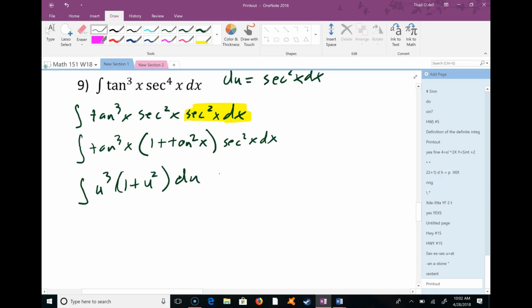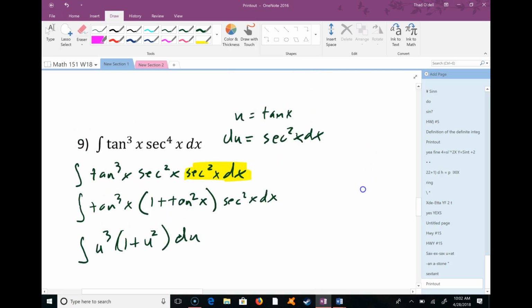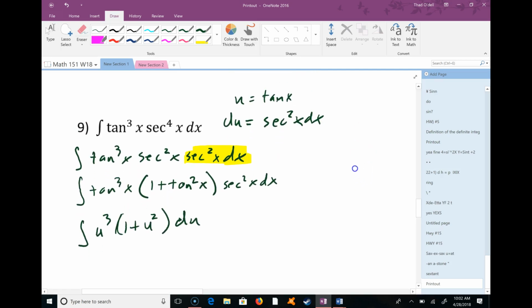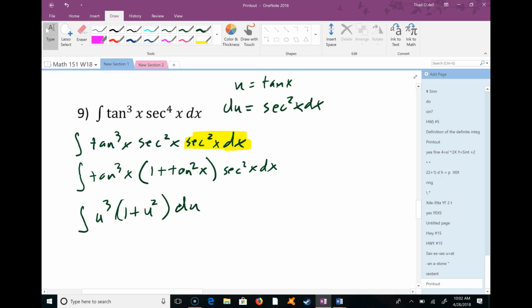And I just checked, when I did this one in class, I did it the other way. I used secant x tangent x as a du, and so it does work the other way too. So if you want to see that, or I guess I didn't record that in class, but if you took notes on my class, you'll see it done the other way. So anyway, let's finish this.